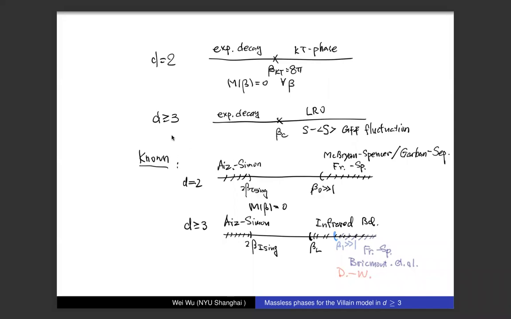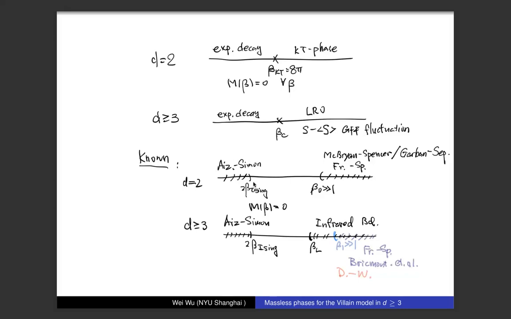Dimensions 3 and higher are going to be different. There is a critical beta, whose exact value we don't know. But as you cross this critical beta, you go from the exponential decay to the long range order. And in the long range order, we expect that the fluctuation is going to behave on large scale like a massless free field, or the Gaussian free field.